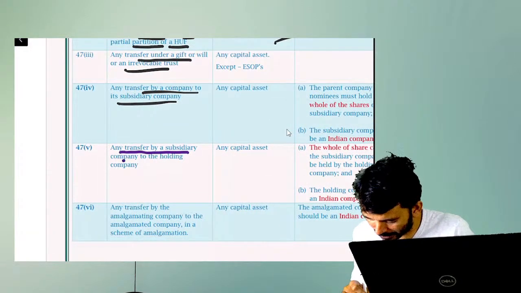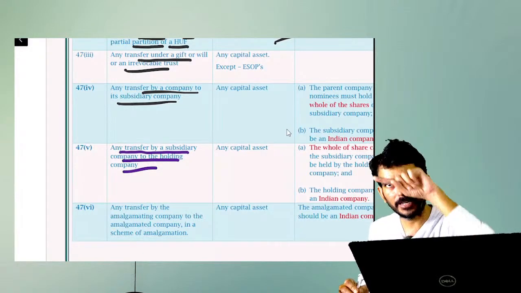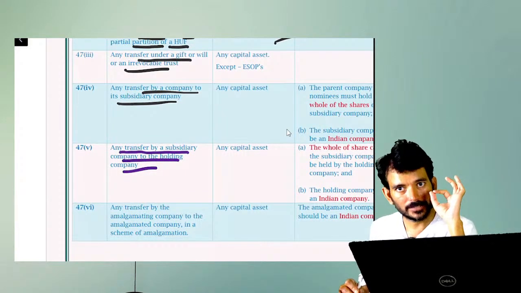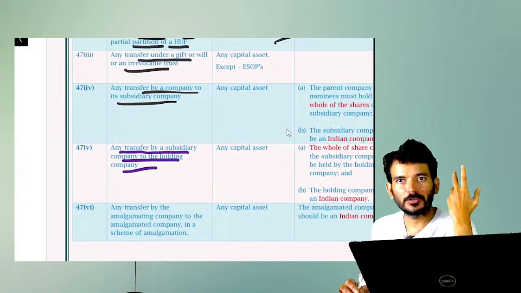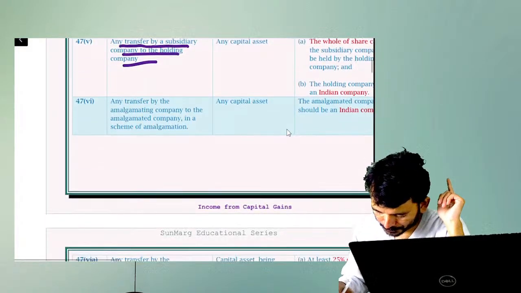Any transfer by a subsidiary company to the holding company, just now I said it, but remember the condition: the recipient, be it flowing from top to bottom or bottom to top, should be an Indian company, and all the shares of the subsidiary should be held by the holding company.